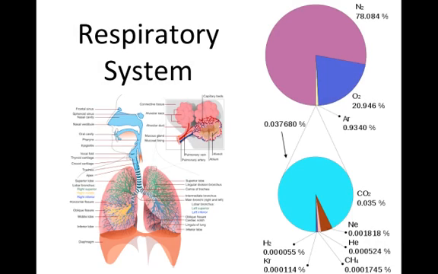Hi, this tutorial is for 7th grade life science and it's about the respiratory system. To start with, the respiratory system has a whole bunch of structures.